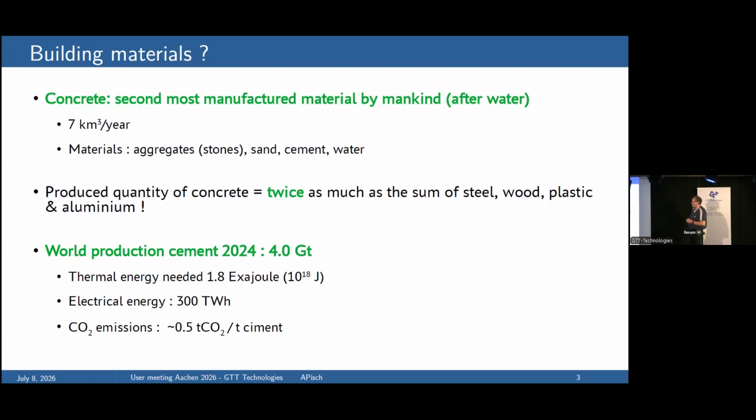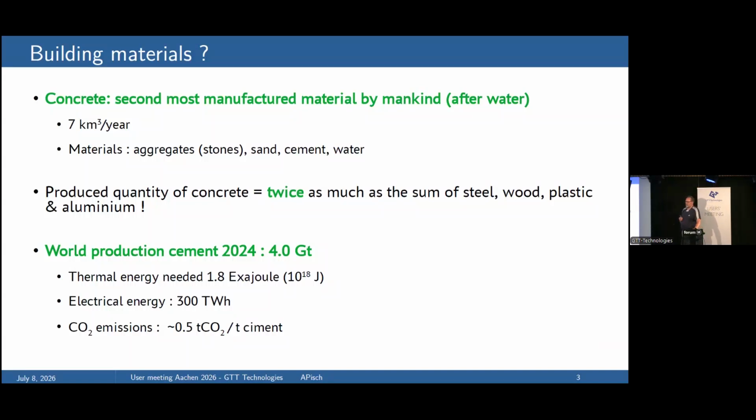Concrete is the second most manufactured material by mankind after water. And annually, 7 cubic kilometers are poured into nature to build houses, bridges, or whatever. And the materials that we have are aggregates, which are the stone, sand, water, and cement. And in that list, the only one really made by a high temperature process is the cement. All the others, the aggregates and the sand, are manufactured. They're treated, but not in a high temperature process.